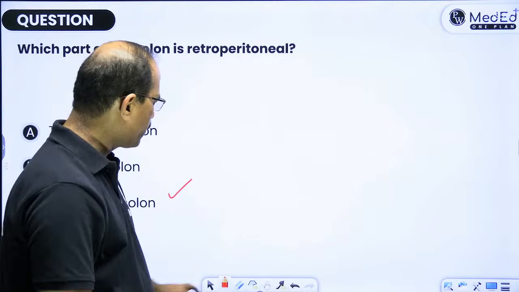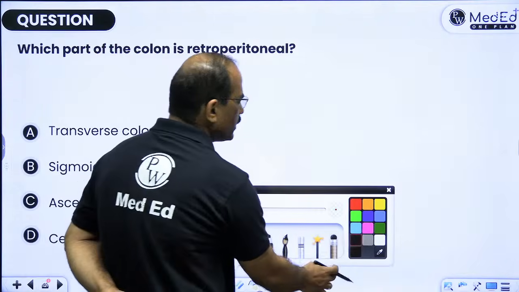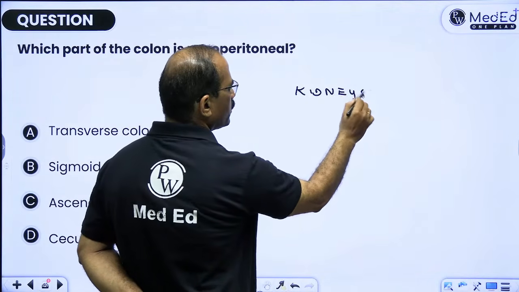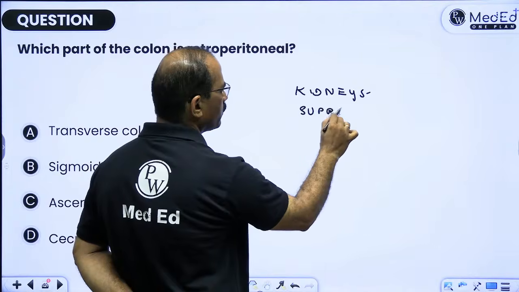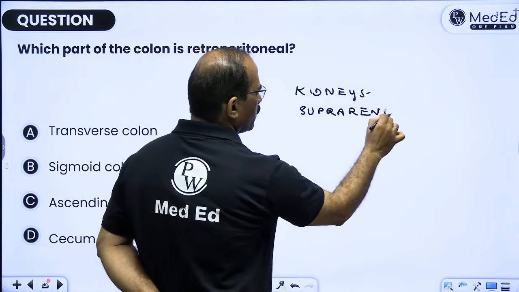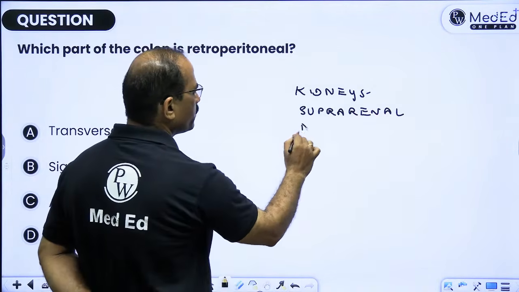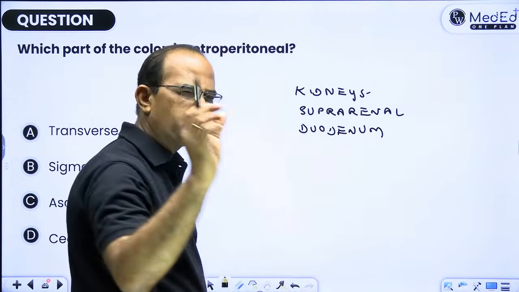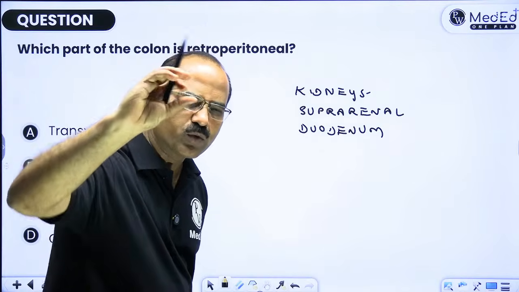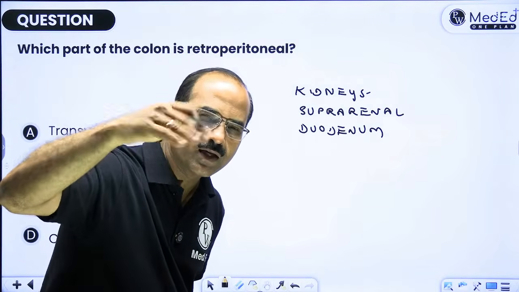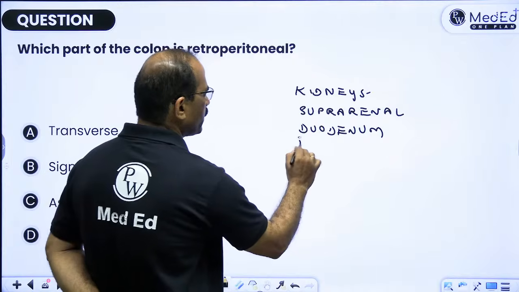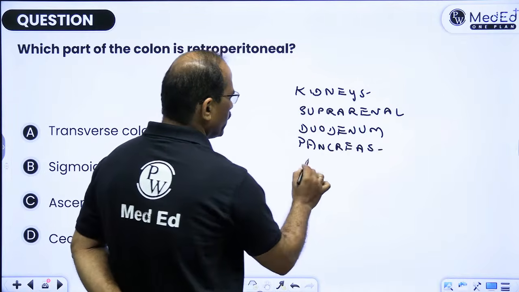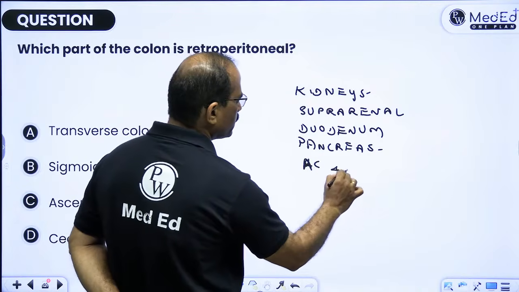Which are the other retroperitoneal organs? Can you tell? The list of retroperitoneal organs: kidneys, suprarenal, duodenum is retroperitoneal except a small area of the first and the fourth part. A small area of the first part and a small area of the fourth part is intraperitoneal. Then comes pancreas, then comes ascending colon and descending colon.